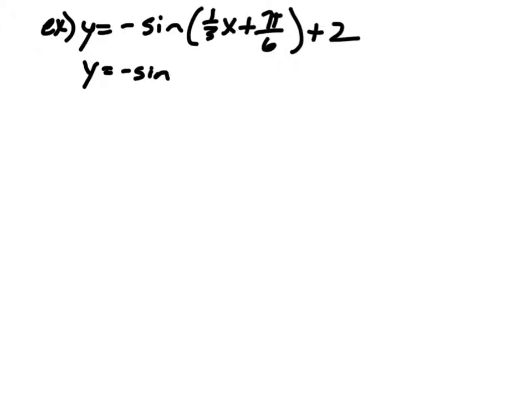Negative sine. I'm going to factor out this 1/3. So 1/3, that means that you have to divide everything inside by 1/3. So pi over 6 divided by 1/3, or pi over 6 times 3, is pi over 2.